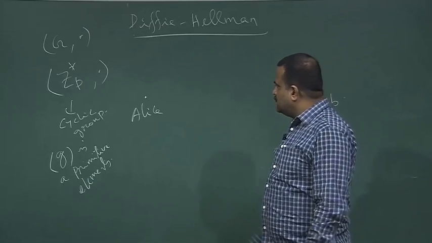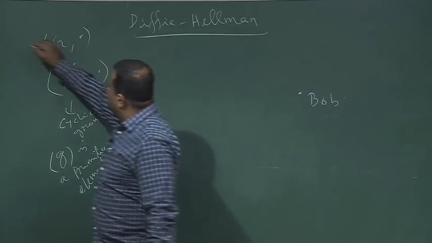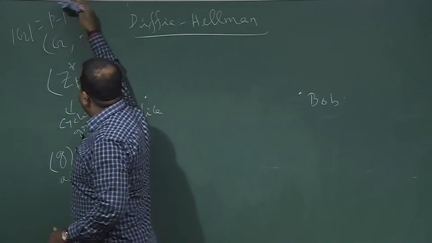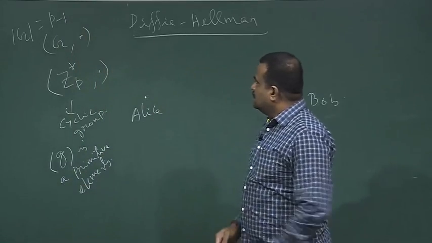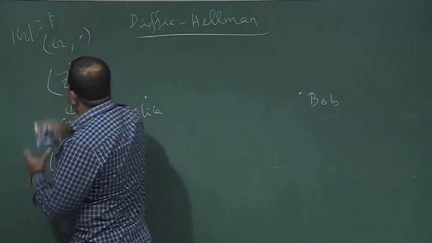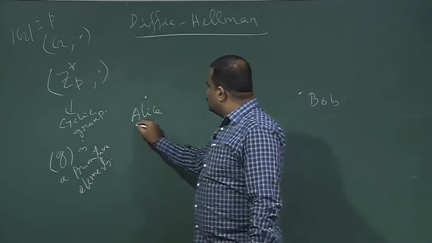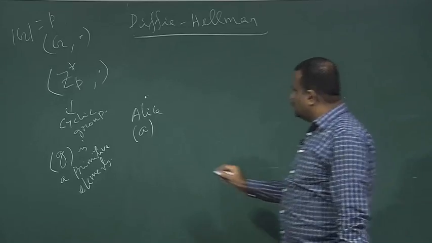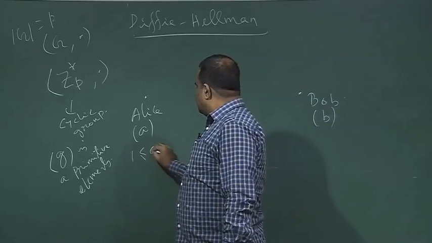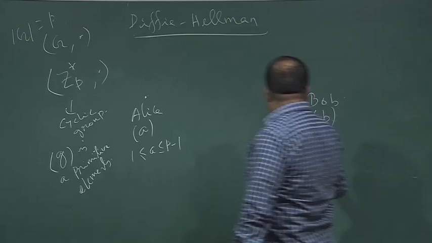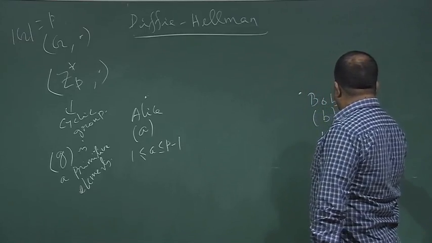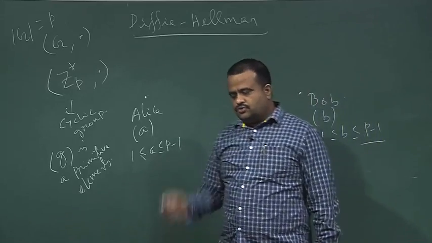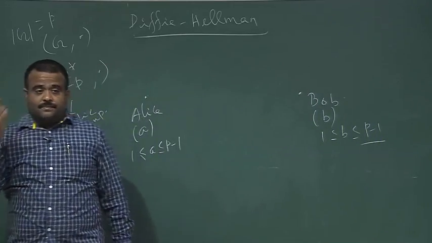Yeah, G is public. Suppose the order of this group is P minus 1, or some order of G. Now, Alice chooses secret A. I am just recapping Diffie-Hellman. Bob chooses secret B. A is typically between 1 and P minus 1, and B is also in the range up to P minus 1. These are basically the secrets of these two parties, Alice and Bob, and they keep them secret.